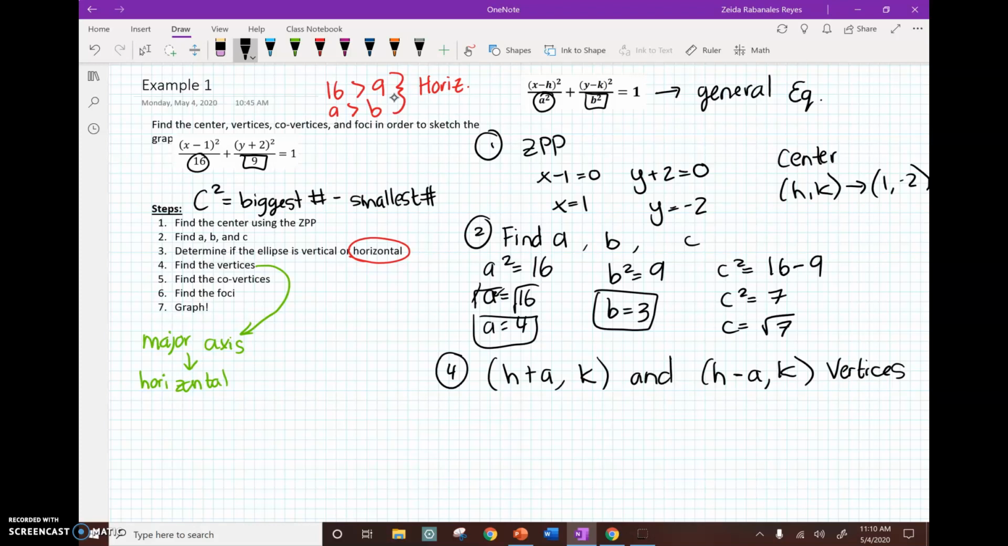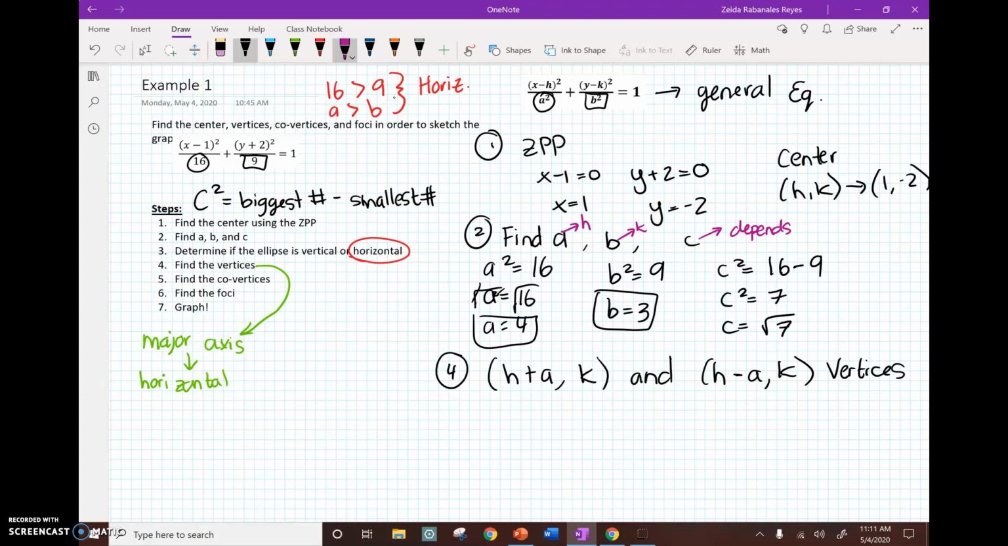How did I know to add or subtract to A? So you're going to have a vertice on the left, a vertice on the right, and since it's a horizontal ellipse, I need to add it to the H because the H is my x coordinate. B will never go with your H. Only A goes with your H. B always goes with K. And C, it depends on the ellipse. So that's how I knew what values to add.